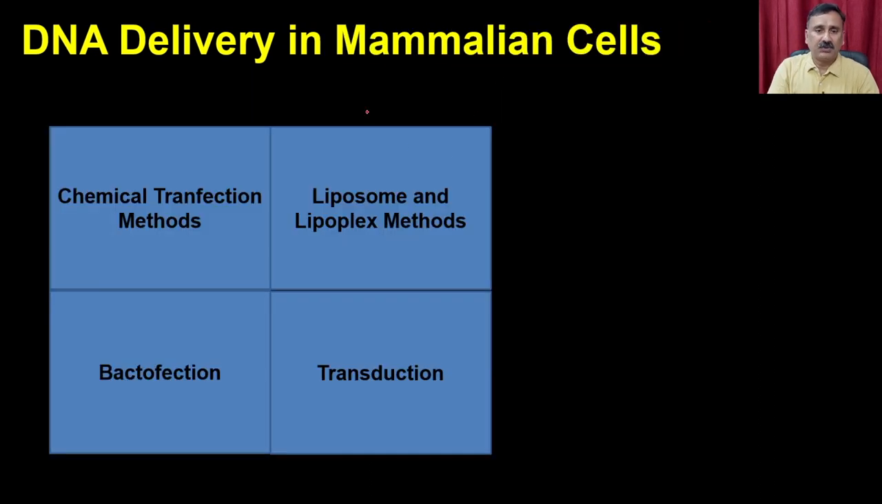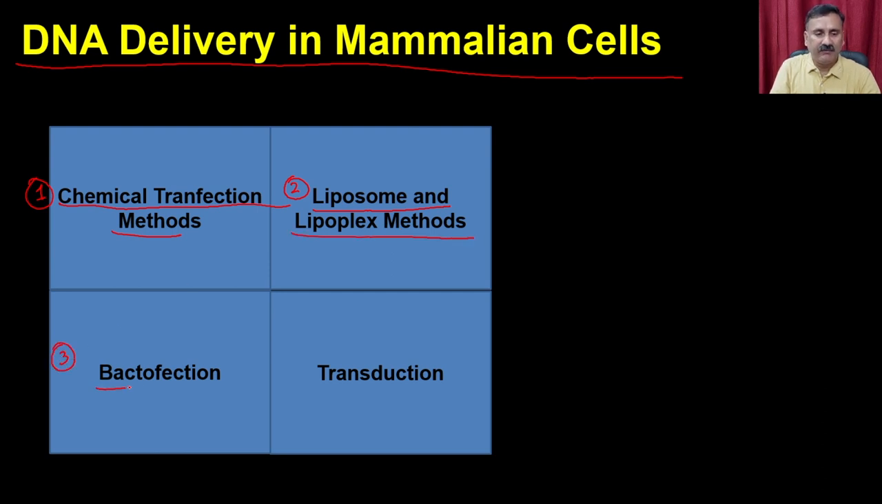We have four approaches that we can use to deliver DNA into mammalian cells. The first approach is called the chemical transfection method. The second approach is called the liposome or lipoplex method. The third approach is called bacteriofection, and the fourth method is called transduction. In the first method, you use transfection agents, or chemical agents. These chemical agents make a complex with DNA in such a way that the DNA is taken up by the mammalian cells.